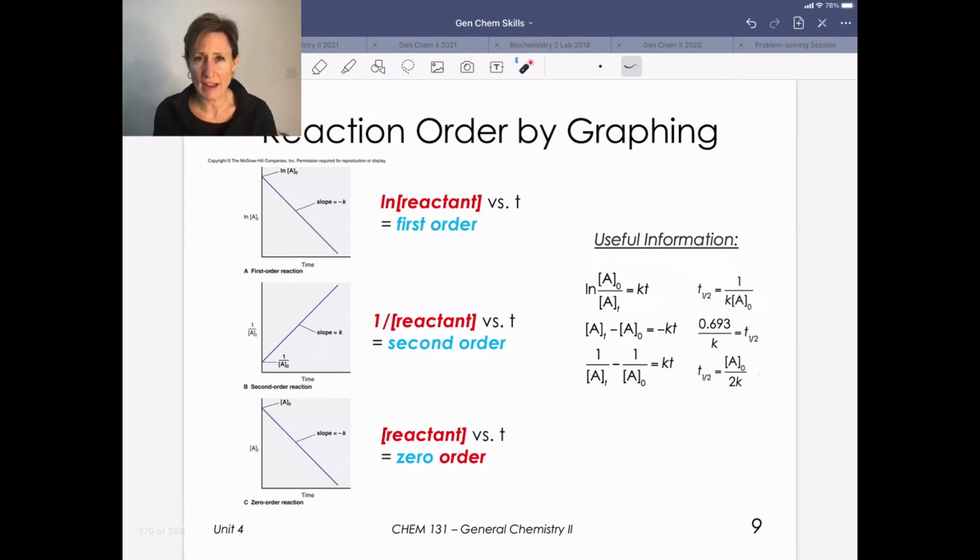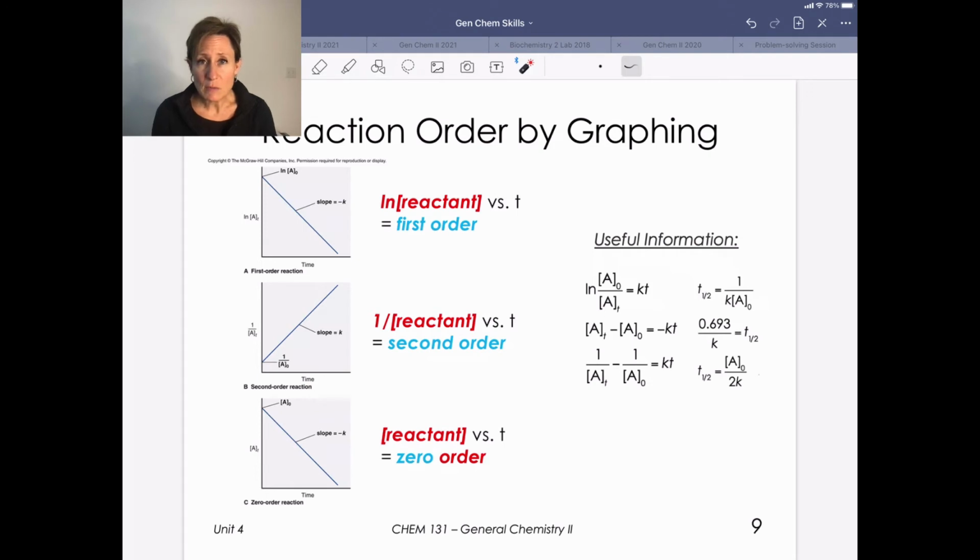A little bit on this graphing piece, it relates to these equations that we've seen. When you have a linear relationship when you plot the ln, that tells us it's a first order process. When you have a linear relationship when you plot 1 over, that tells us it's a second order process. And if there's a direct relationship between reactant concentration and time, that tells us it's zero order. Okay, so maybe it's a graphical piece of information.